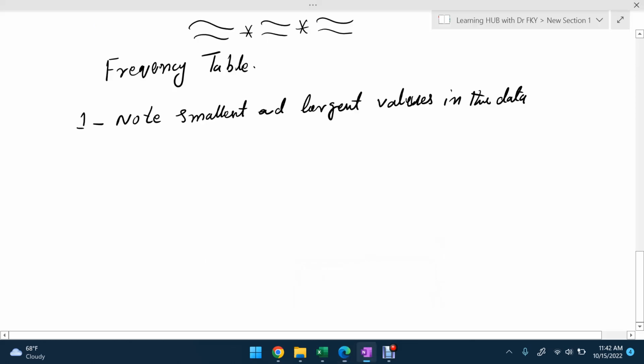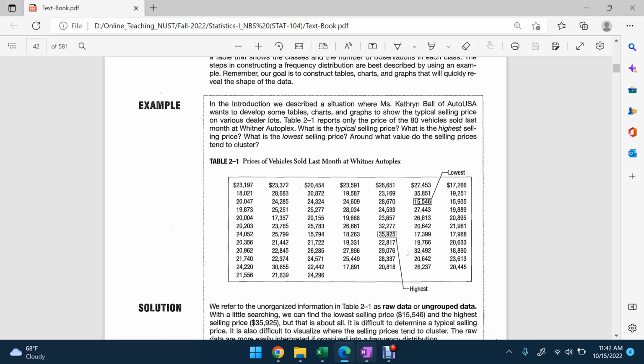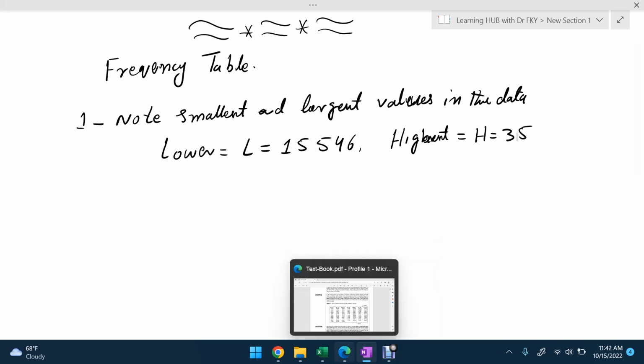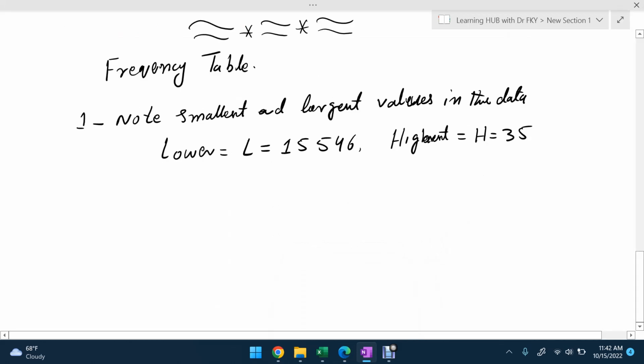I will write the lower value as L, which is 15,546, and the highest value as H, which is equal to 35,925. So this is the first step.